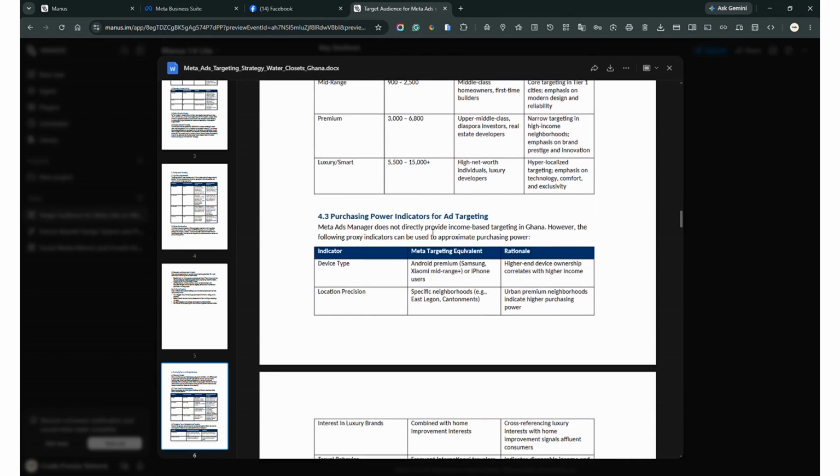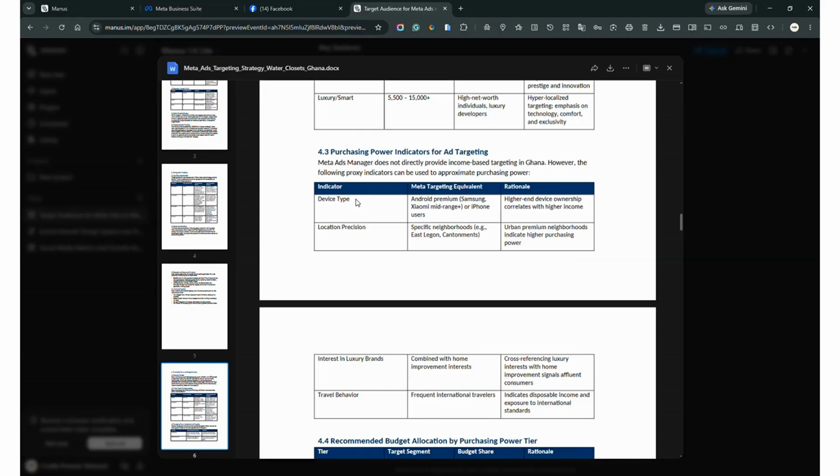Then we have the purchasing power here, which is based on device type, location, precision and so forth. So if someone has purchased in the last 6 months, we can target them based on their device type, whether they're using Android or iOS, or whether they have an interest in luxury brands as well.